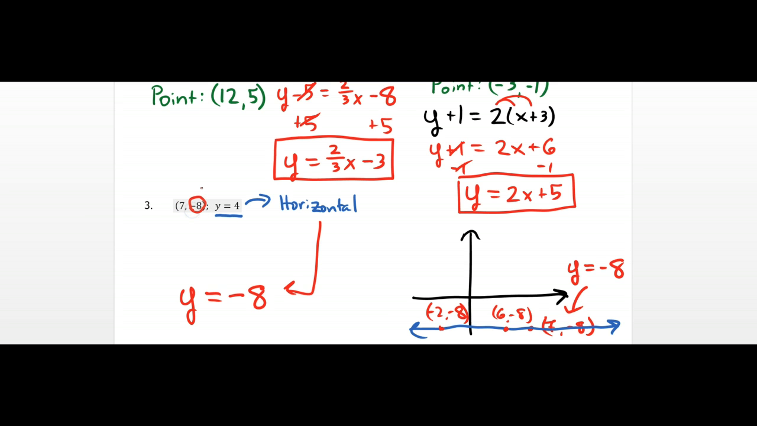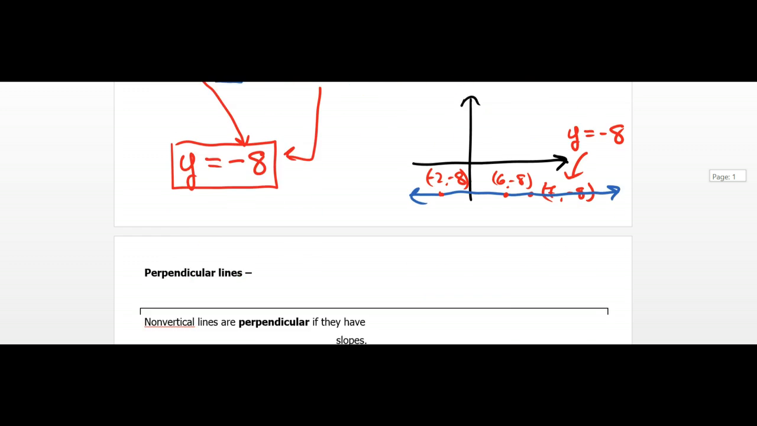So really all I'm doing is, if I know the line's going to be horizontal, I'm taking the y coordinate of the point they gave me, and that's how I get the equation of the line. So whenever we're dealing with horizontal and vertical lines and we're given a point, it's very easy to write the equation of the line. Okay, that is parallel lines.